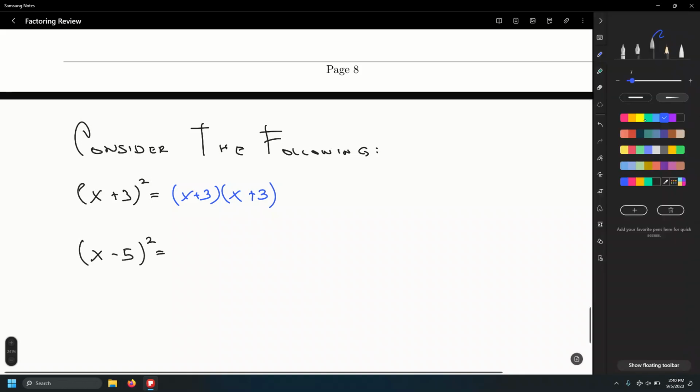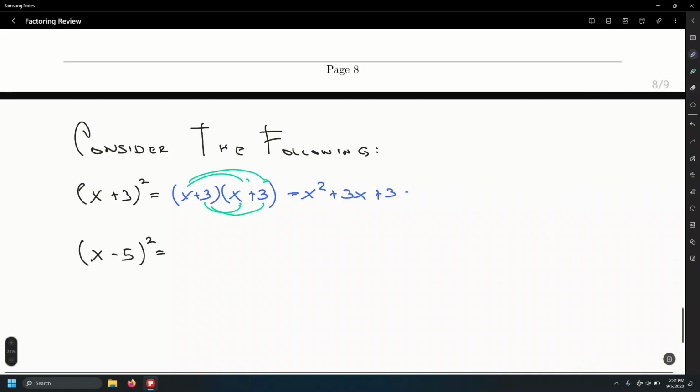FOIL. All right, so let's go about foiling here. So x times x is x squared, x times 3 gives us plus 3x, and then 3 times x and 3 times 3. That'll be 3x and 9. And combining these together, we get x squared plus 6x plus 9. All right, so that's the final answer for the first example.